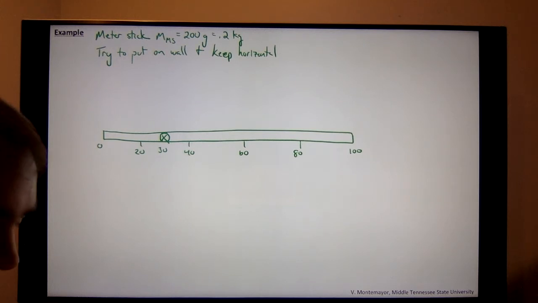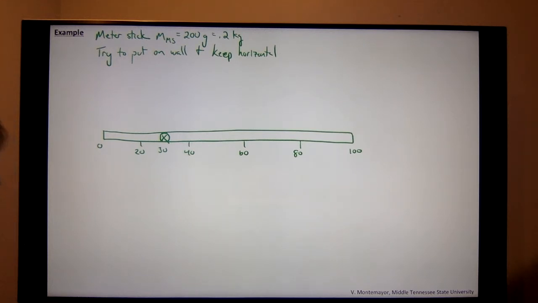So 3 of your friends decide to come over and apply some other forces to help out. So one of your friends comes to the 80 centimeter mark and applies a force directly this way to try to keep it horizontal. We're going to call that F1. And we're going to say another one of your friends decides, no, too much force there. That's not going to work. And they decide to go over to the 10 centimeter mark and apply a force this direction. We'll call that F2. So that's at the 10 centimeter mark.